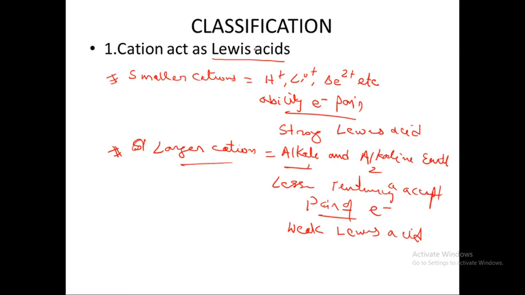The smaller cations have a higher ability to accept a pair of electrons. Due to that, they are called strong Lewis acids. Whereas the larger cations, seen mostly in the alkali and alkaline earth metals, have a lesser tendency to accept a pair of electrons because they are highly reactive. So they always occur in a combined state. They act as weak acids because of their large cation size.